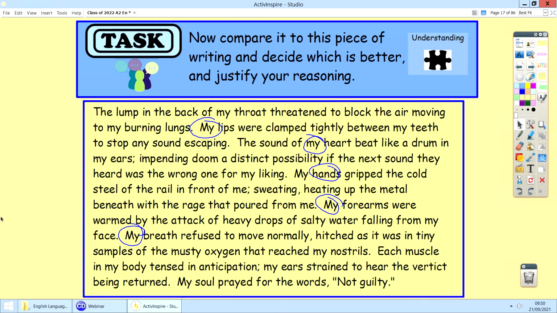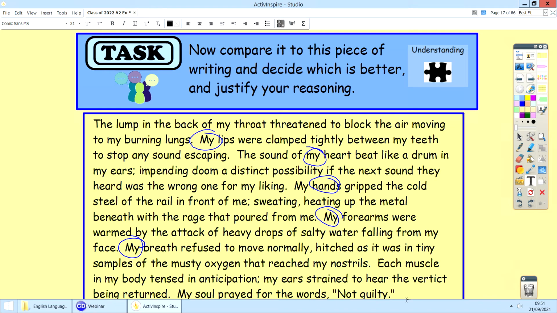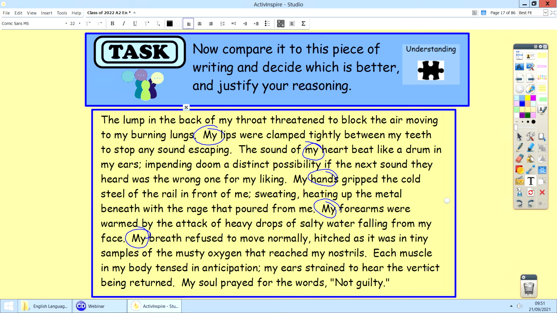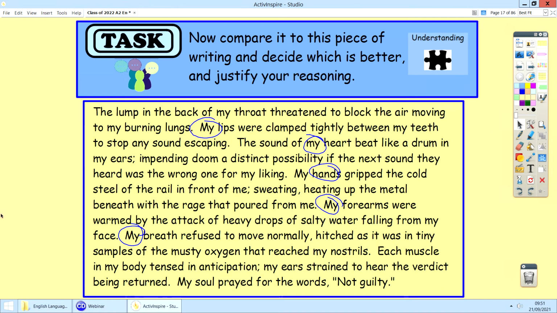My forearms were warmed by the attack of heavy drops of salty water falling from my face. My breath refused to move normally, hitched as it was, in tiny samples of the musty oxygen that reached my nostrils. Each muscle in my body tensed in anticipation. My ears strained to hear the verdict being returned. And that's supposed to say verdict because I can't spell. Verdict being returned. My soul prayed for the words, not guilty.